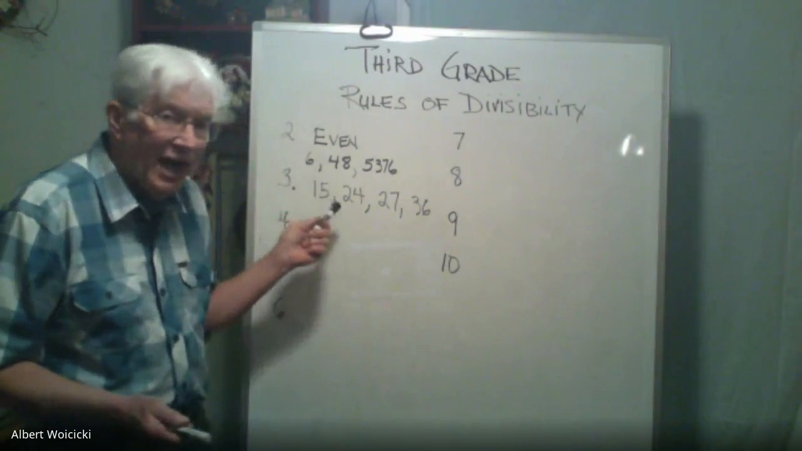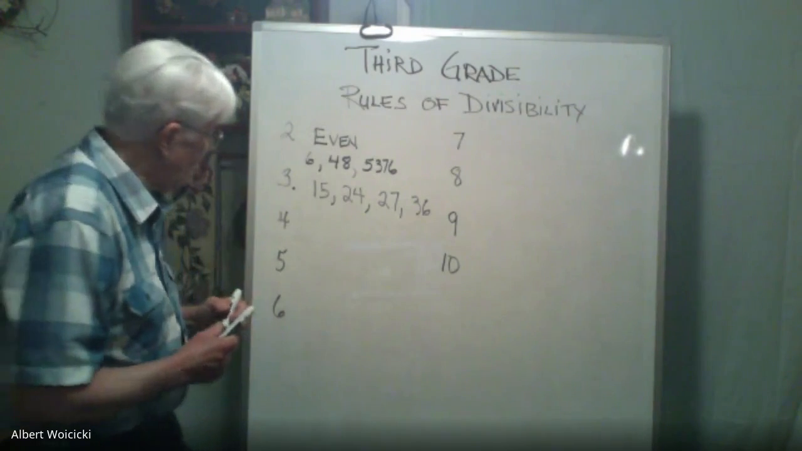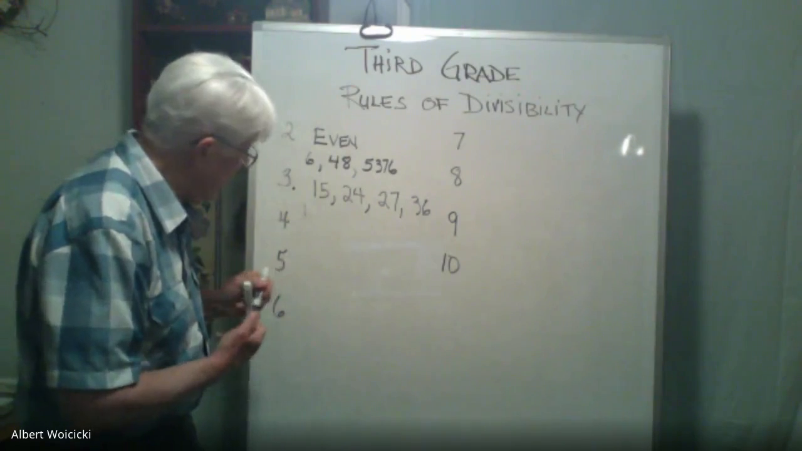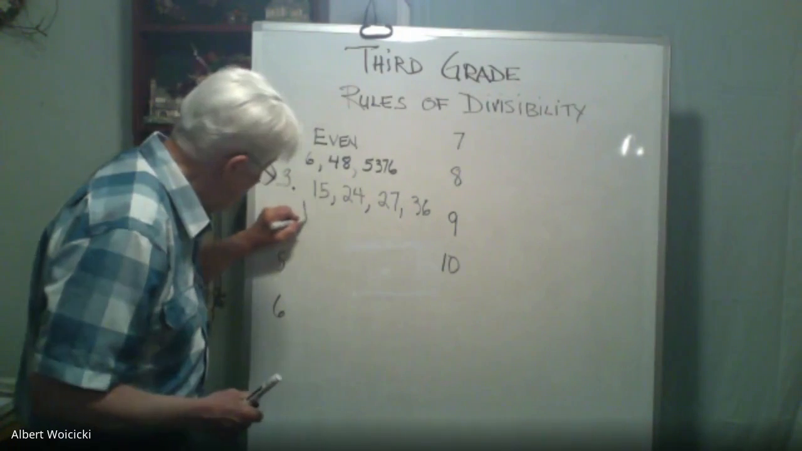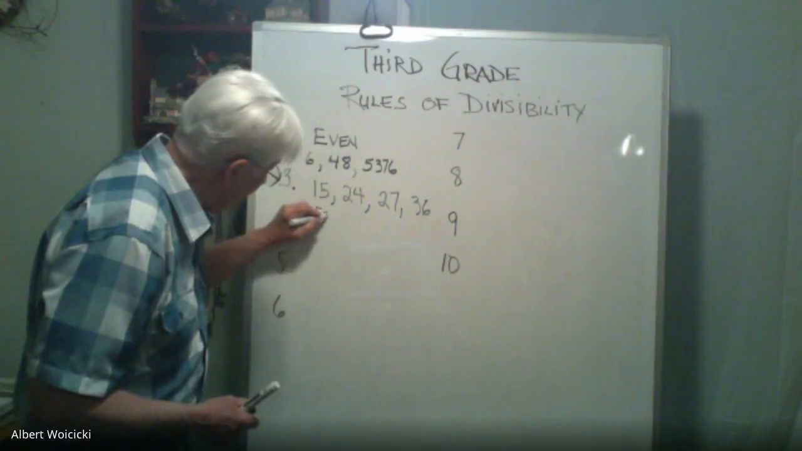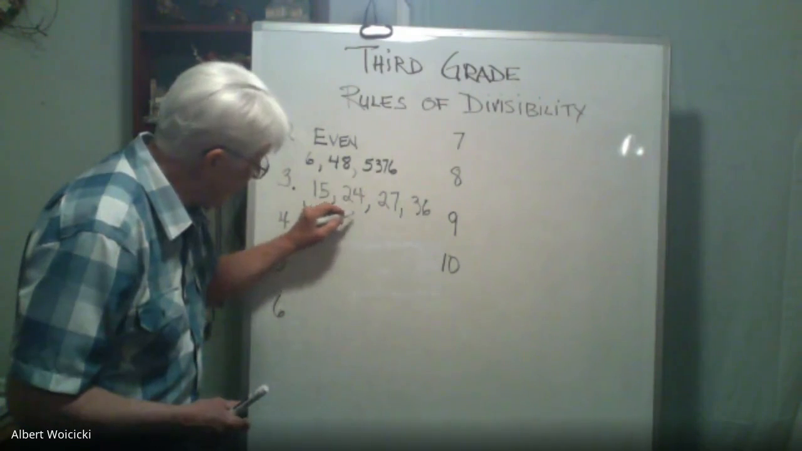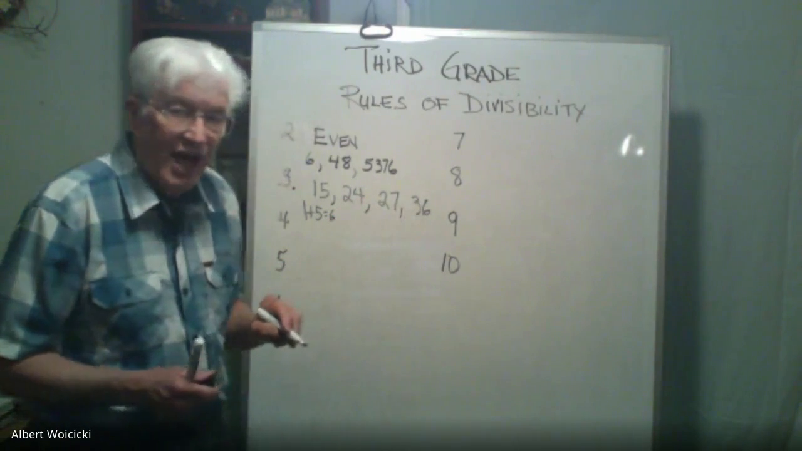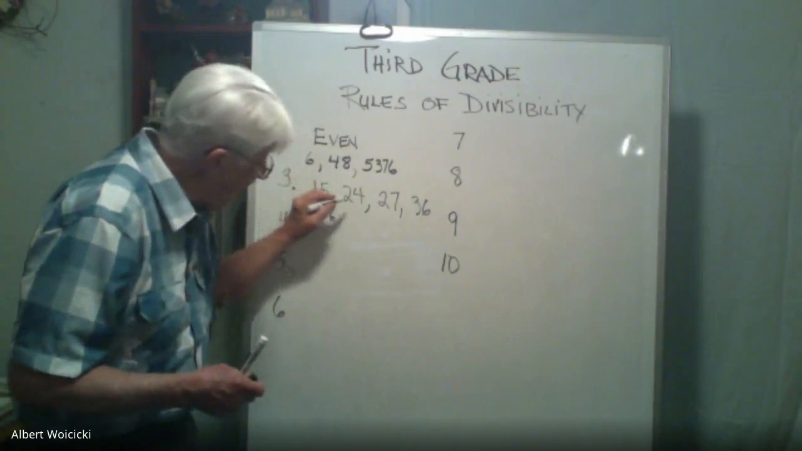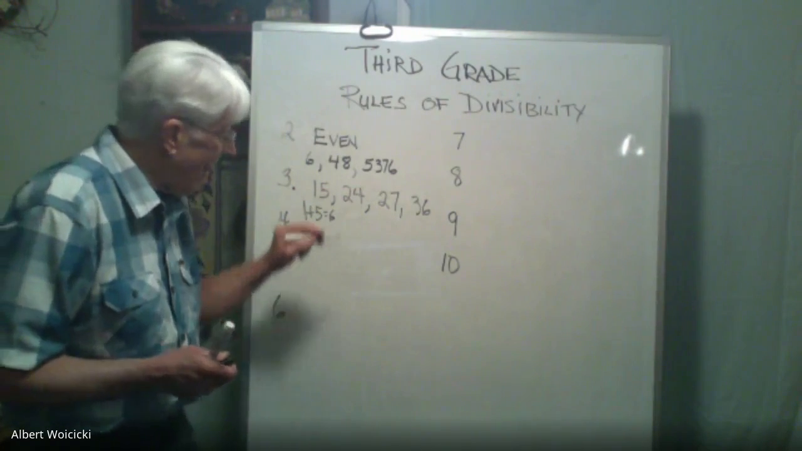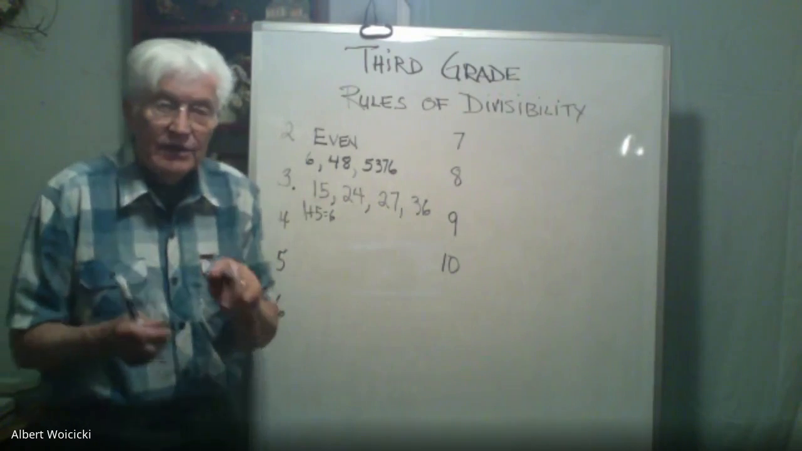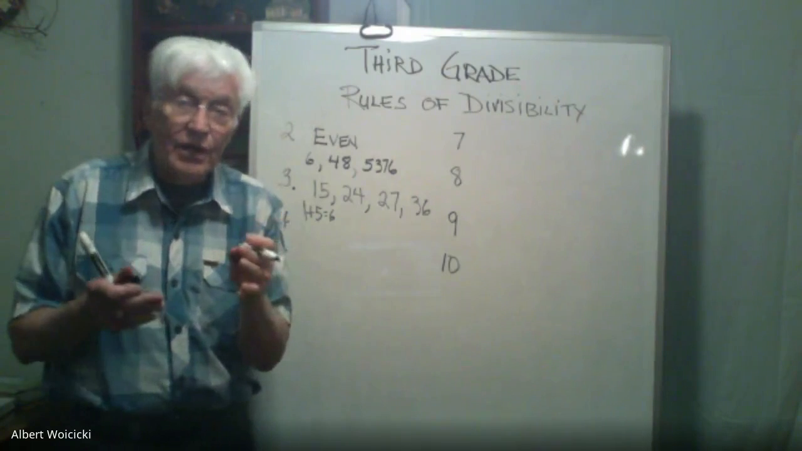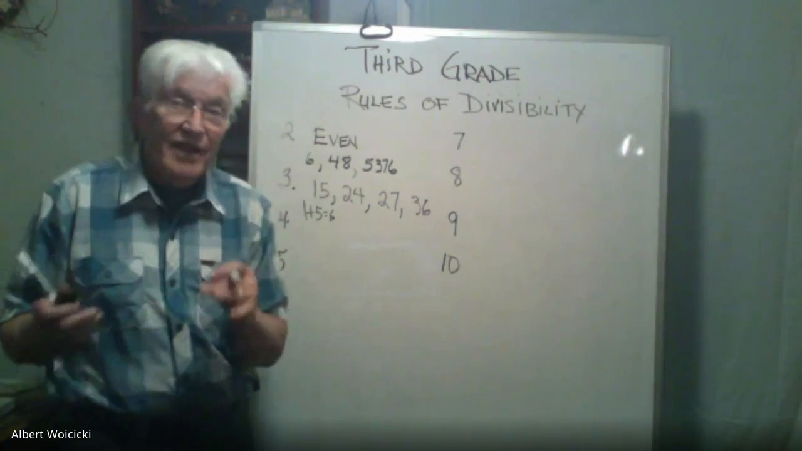If I add up the digits, 1 plus 5 equals 6. 2 plus 4 equals 6. 2 plus 7 equals 9. 3 plus 6 equals 9. So if you add up the digits and the sum of the digits is a number that 3 goes into, then 3 goes into that big number. Isn't that neat?